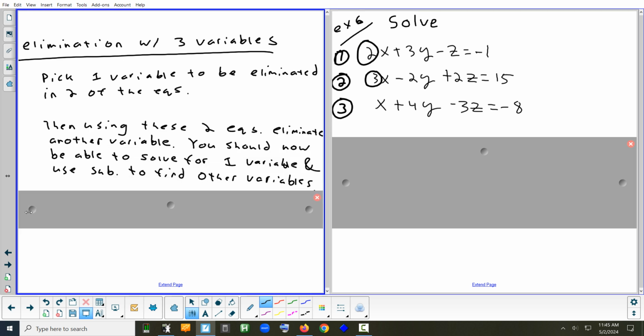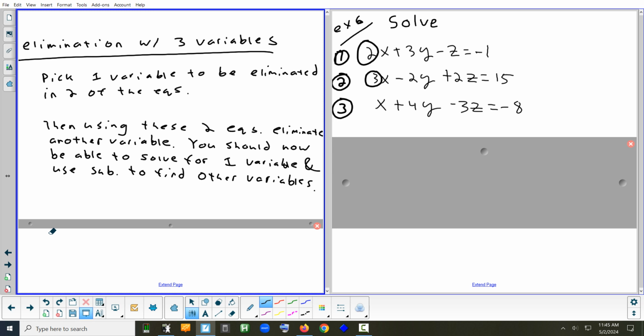Once you do that, you're going to have turned the problem from 3 equations and 3 variables down to 2 equations and 2 variables. So after step 1, it's going to be just like the problems we've been doing so far. Then take those 2 equations and eliminate another variable. Now you're going to be down to a single letter, and you can solve for that letter.